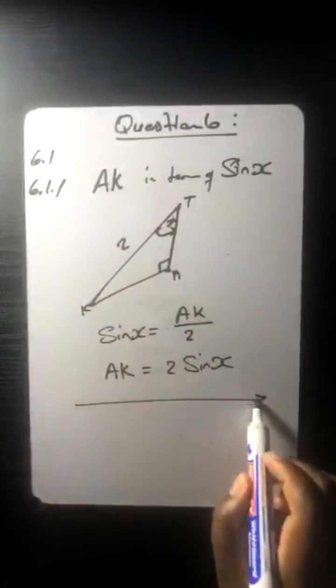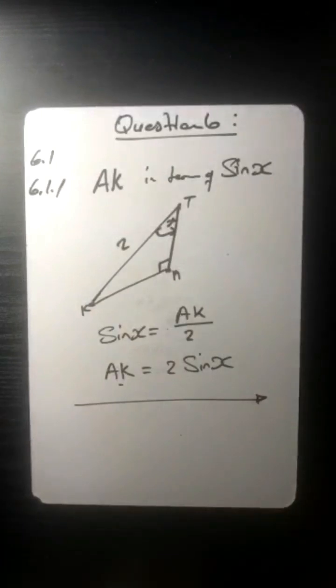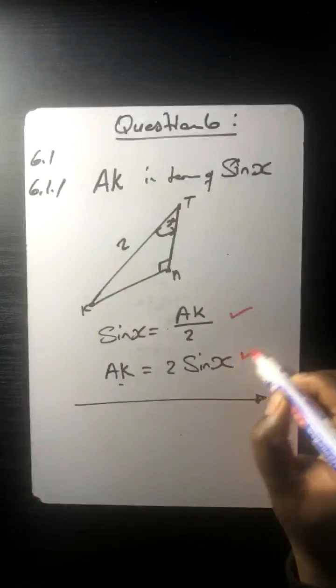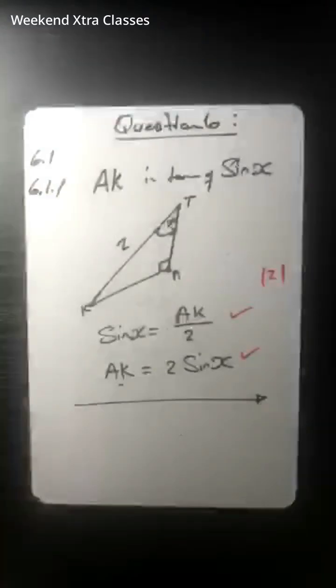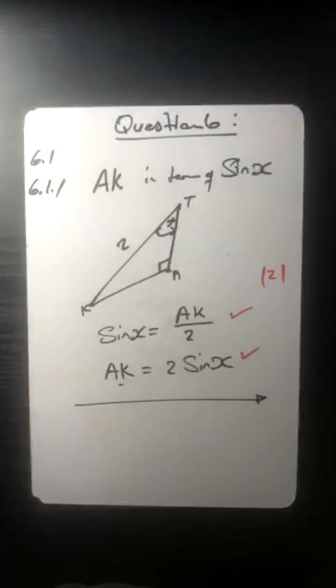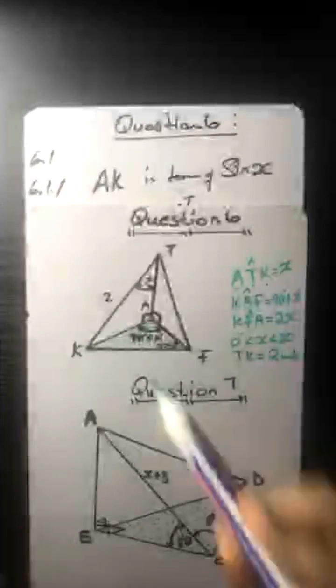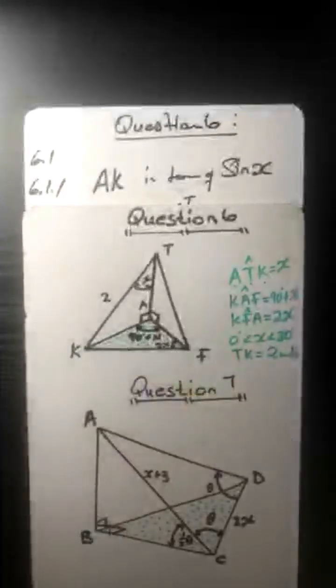I think it's done because we have represented AK in terms of sine x. With you doing that, I think that is how you will score yourself 2 marks for this question. I'm just not sure if there's anyone who's got a question in relation to that, or did that make sense to everyone? Any question, or did that make sense to everyone?